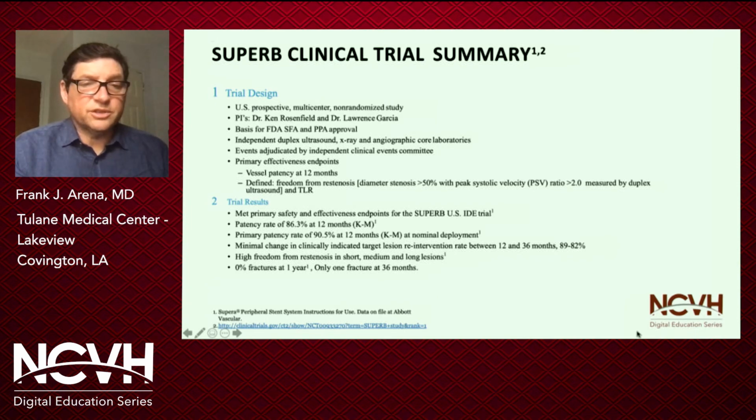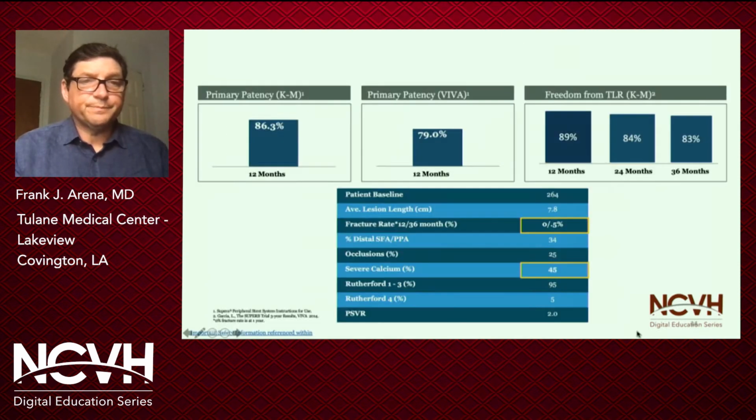Interestingly, which is also something unusual for SFA stent trials, there was minimal change in the reintervention rate between 12 and 36 months, very little drop off. And there was also high freedom from restenosis independent of length, short, medium, and long lesions with very few fractures, only 1 at 36 months.